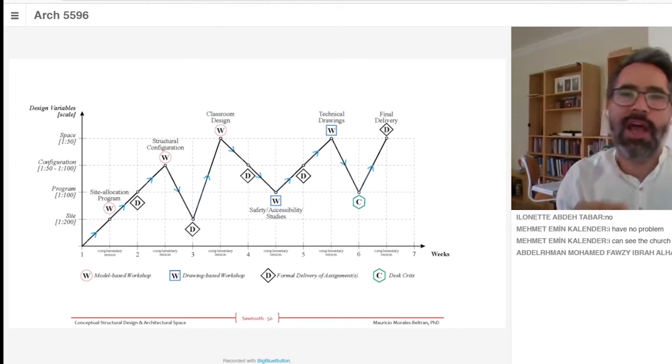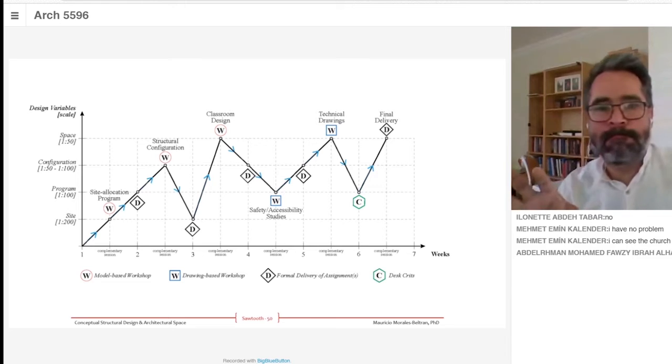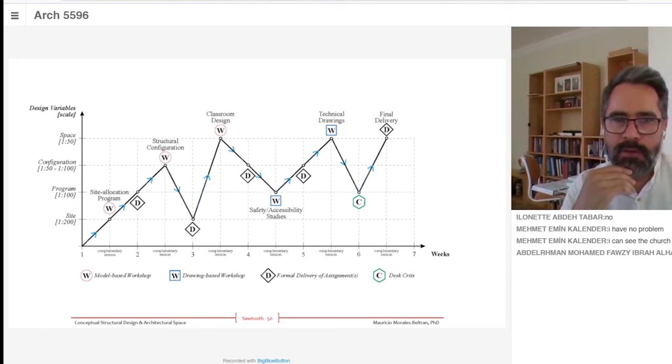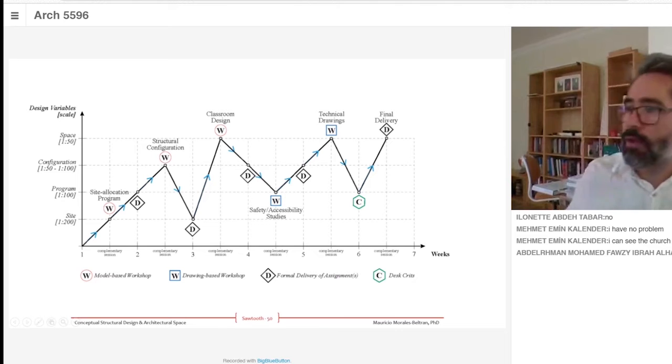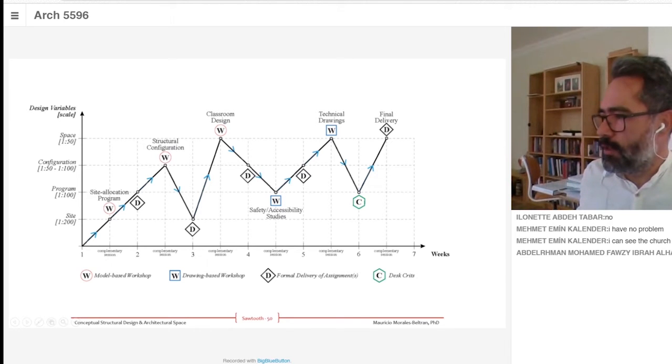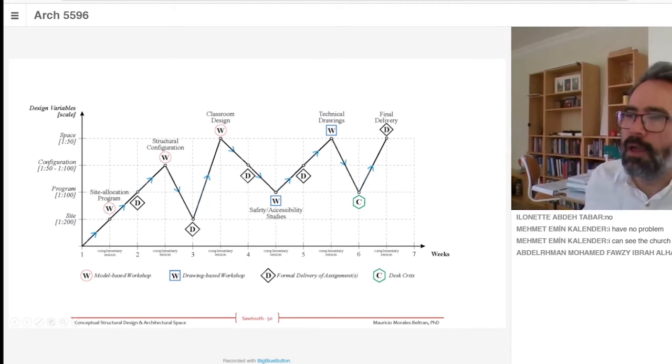So we entered this second year, and here you can see that we introduced the desk critics at the end. We introduced only one, and we made some variations here, but basically it was the same. I remind you that this was a project that had no site. It was a made up site. And then we went from one workshop to the other with delivery. So it was also very, very intense.